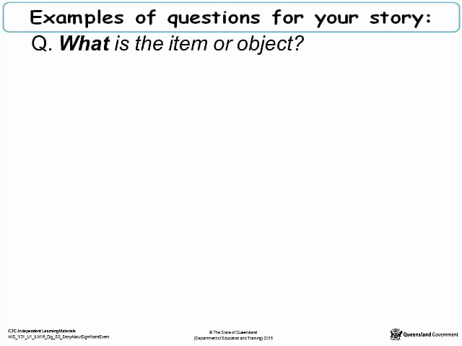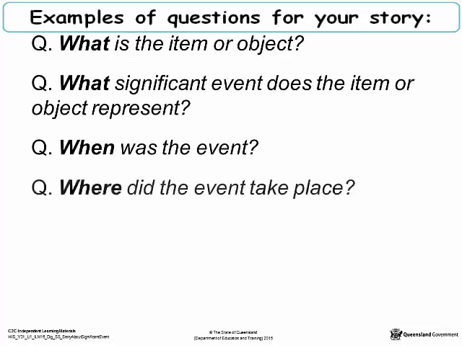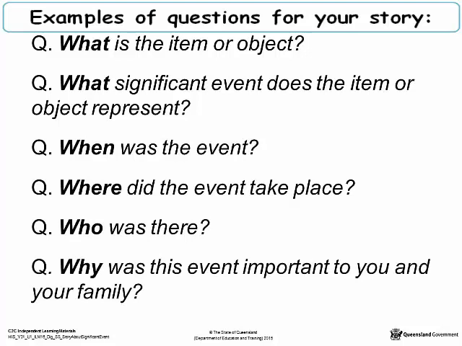What is the item or object? What significant event does the item or object represent? When was the event? Where did the event take place? Who was there? Why was this event important to you and your family? Good luck with your story!